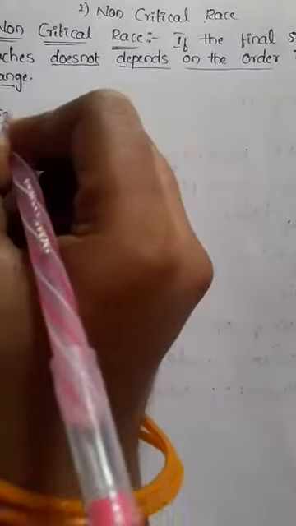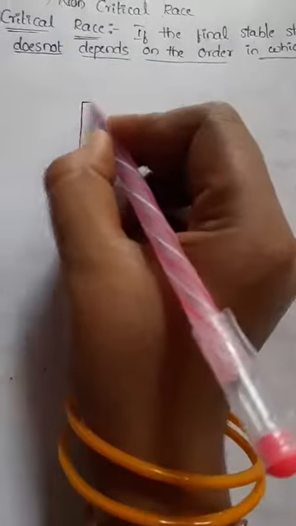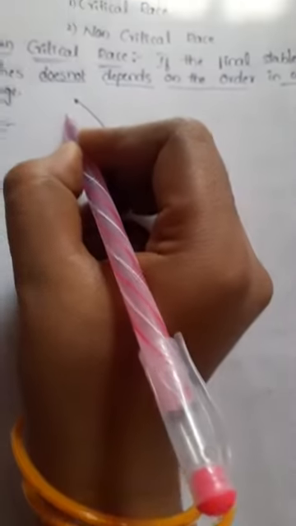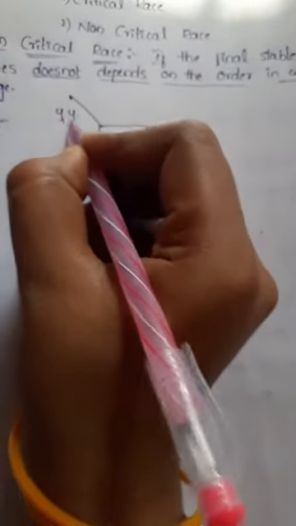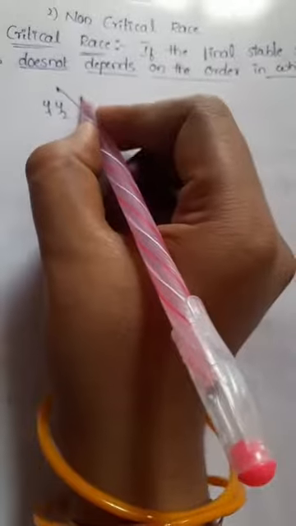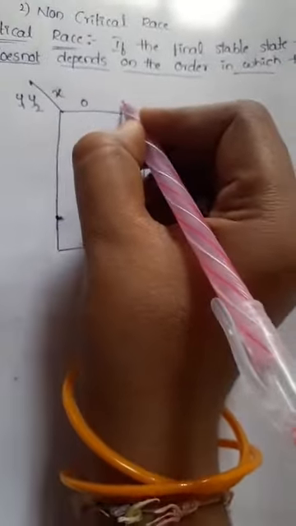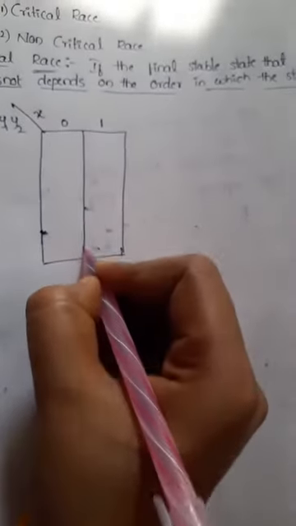Okay, so now we'll see one example related to the non-critical race. Let us assume an example. I will consider here one transition table related to the non-critical race. I can choose two secondary variables as y1 and y2. The input variable I can consider as only a single input, that is x.